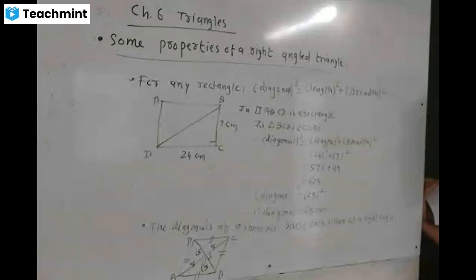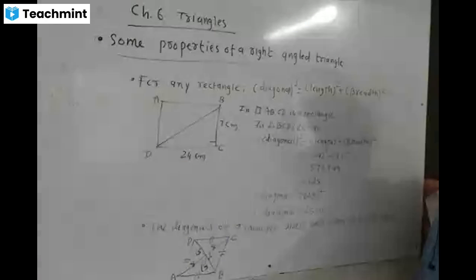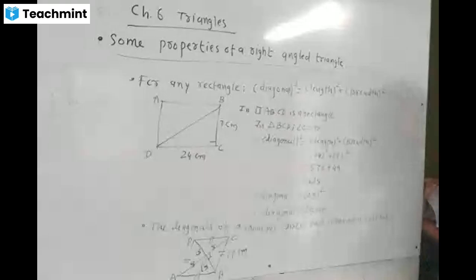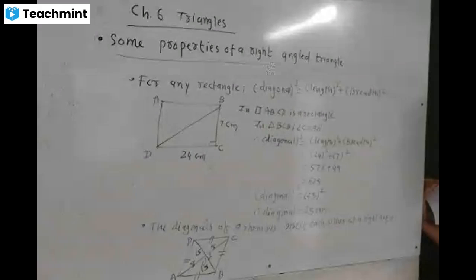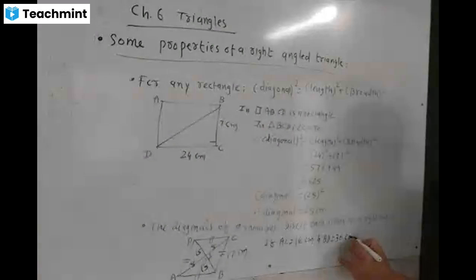BC square is equal to OB square plus OC square. Then find the length of BC. BC is equal to 17 centimeter by Pythagoras theorem. Similarly, if AC is equal to 16 centimeter and BD is equal to 30 centimeter, then BC by Pythagoras theorem is 17 centimeter.